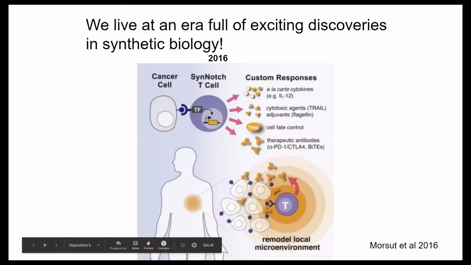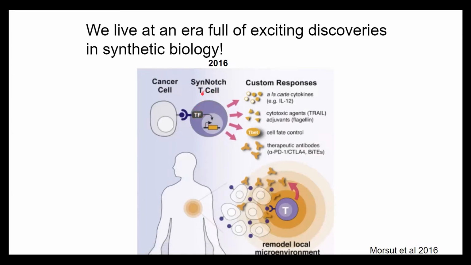There is this other, more recent example, for T-cell therapies. So you can see here a T-cell that recognizes a cancer cell. And in response to the cancer cell, it will start producing cytokines, such as IL-12. You can customize this response to produce maybe cytotoxic agents or adjuvants, to differentiate the T-cell into a different type of T-cell through the expression of transcription factors, or to produce therapeutic antibodies. So you can essentially tell the T-cell what to do when it responds to a certain antigen. And this will be part of the future and the next generation of cancer immunotherapies.